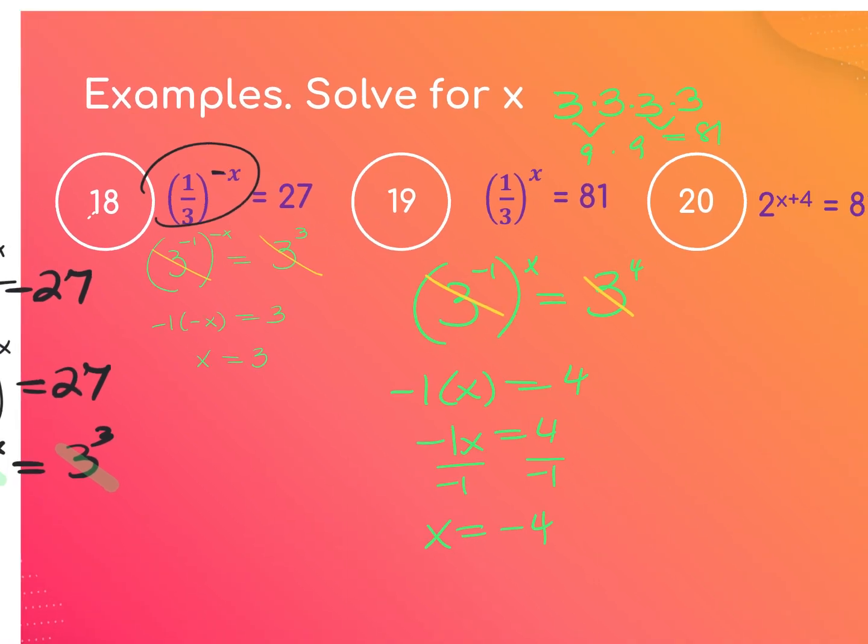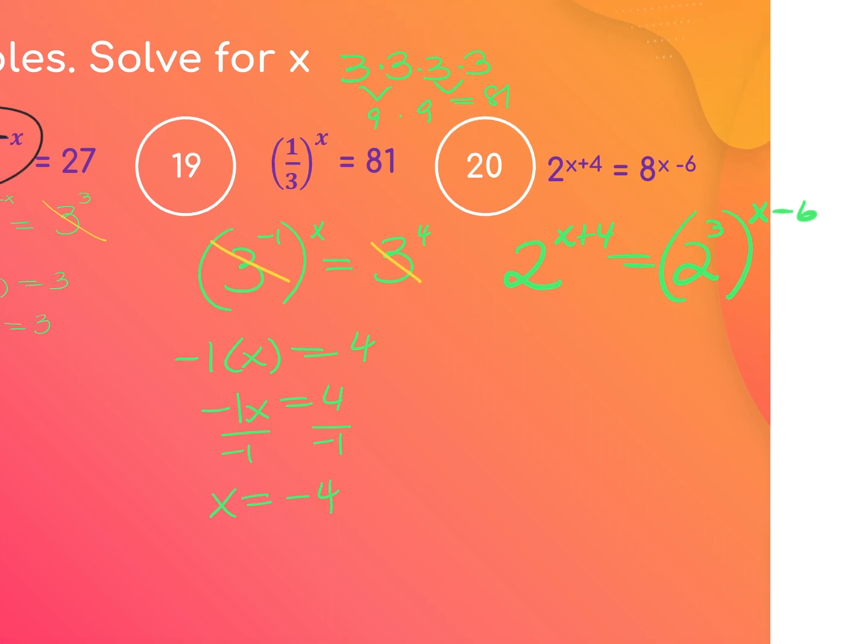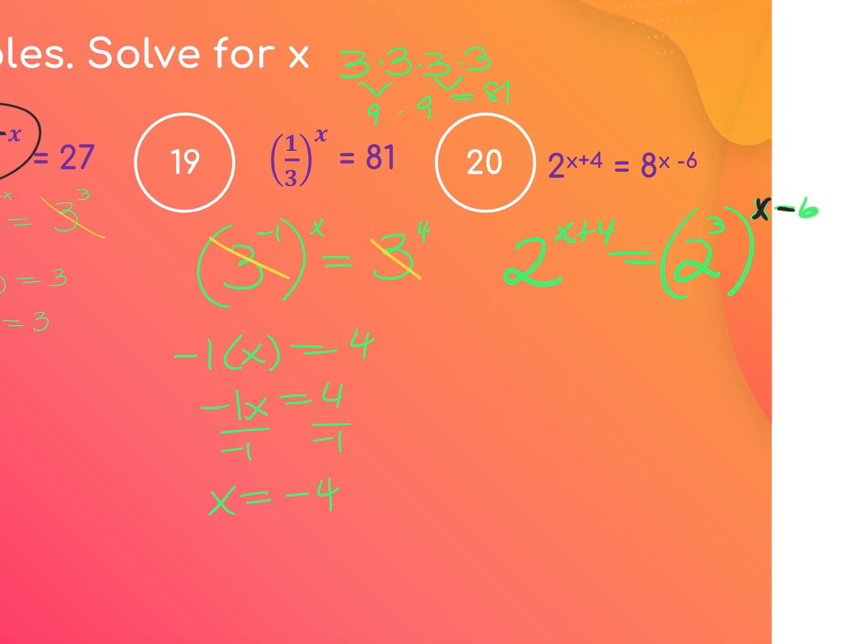Next one. I need to look to see, can I make that 8 into a base of 2? Yes, I can. I'm going to make it into 2 to the 3rd. So this one stays the same. Change the 8 to 2 to the 3rd, and then put the x minus 6 up top there. Get rid of the bases. Now, the 3 needs to distribute to the x and to that negative 6. So power to a power, we multiply. I'm going to distribute the 3 to the x and to that negative 6 and get negative 18.